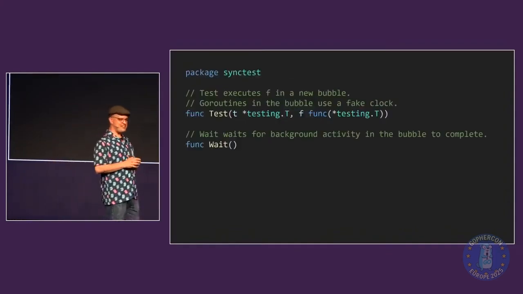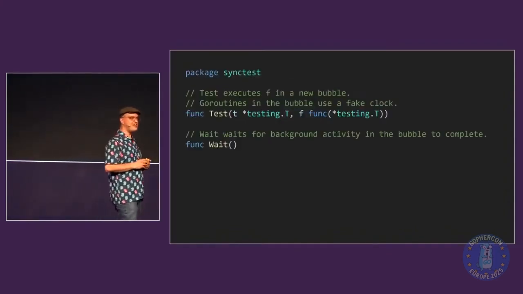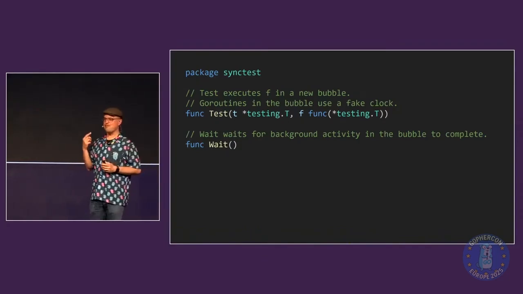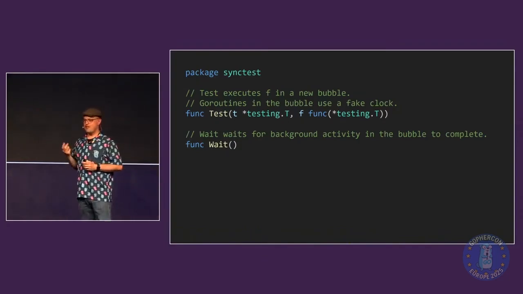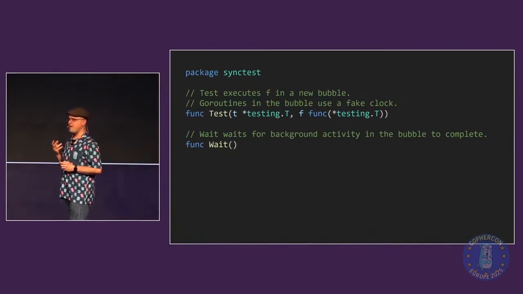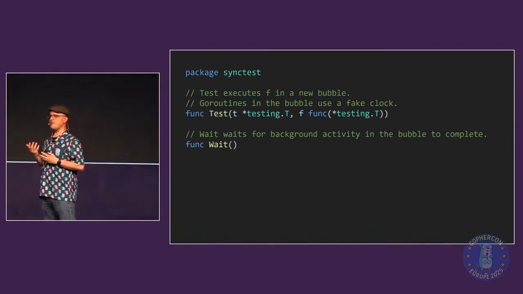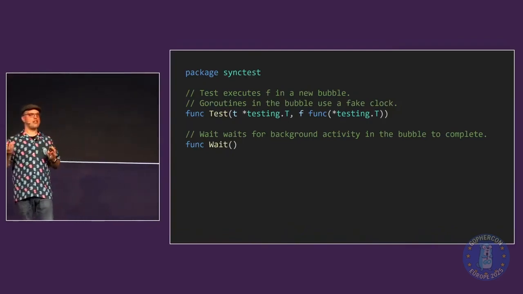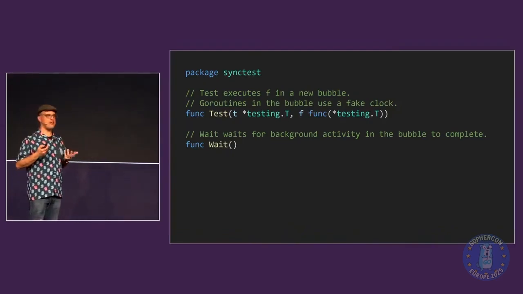So let's actually look at it. The synctest package contains two functions, just two. Test executes a function in a new bubble, and wait blocks until every goroutine in the bubble is blocked waiting for some other goroutine in the bubble. We call that state being durably blocked, when you can only be unblocked from within your same bubble.